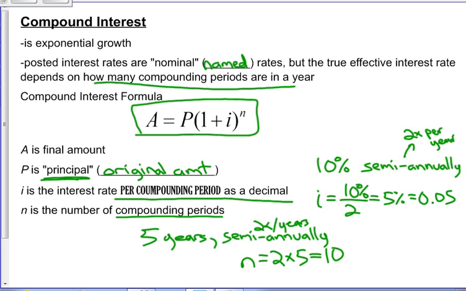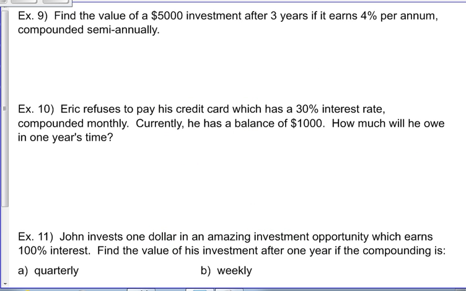Let's try and put this to use. So imagine we have a $5,000 investment. We're going to put it in for 3 years. It earns 4% per annum, that means per year, compounded semi-annually. So right here, this word is important. Twice per year.